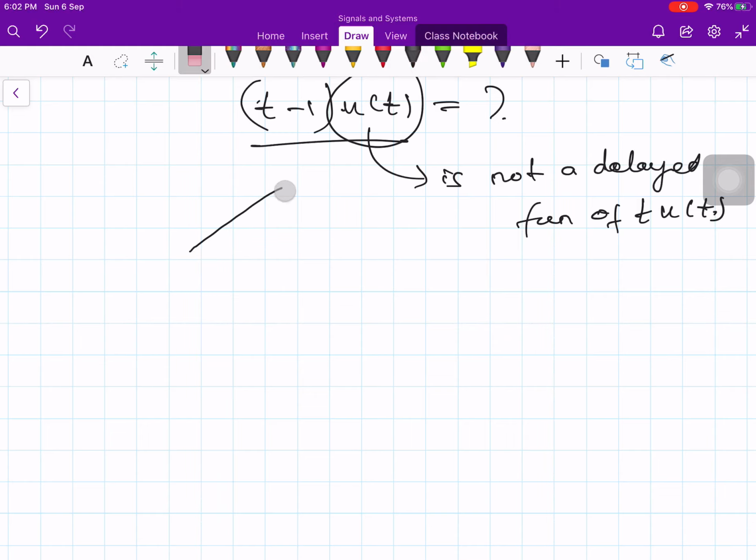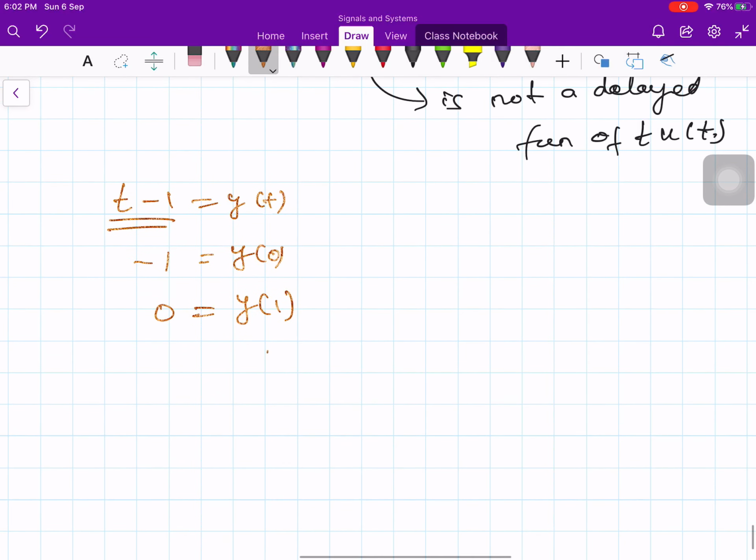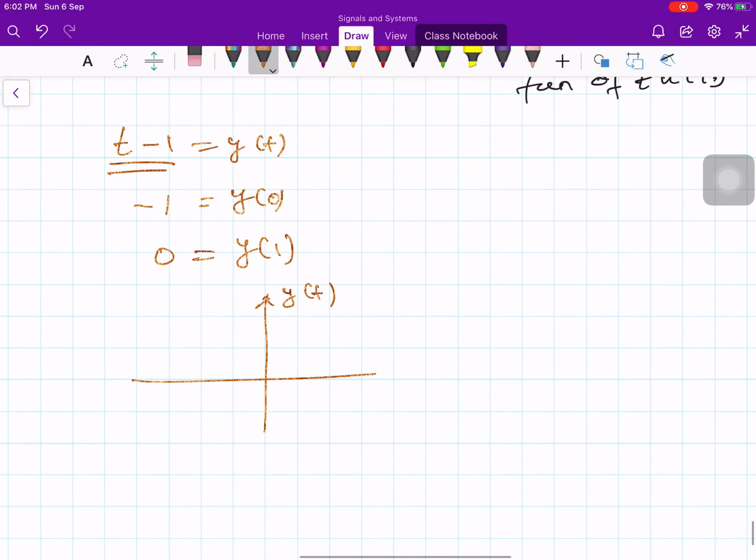Let me take t minus 1. Let's say this is my y of t. What is y of 0? y of 0 is equal to minus 1. What is y of 1? y of 1 is equal to 0. Therefore, my function looks like this, y of t. Then at t equals 0, it will be minus 1, this point.